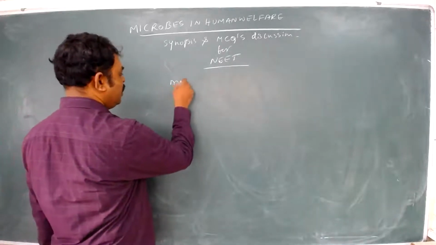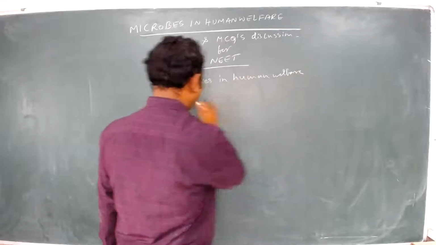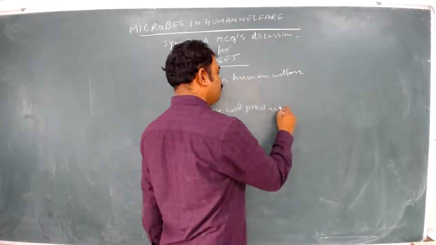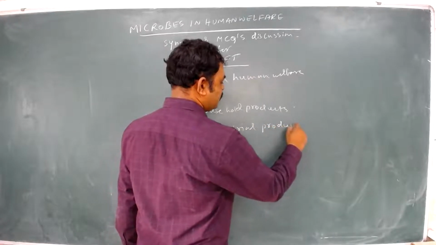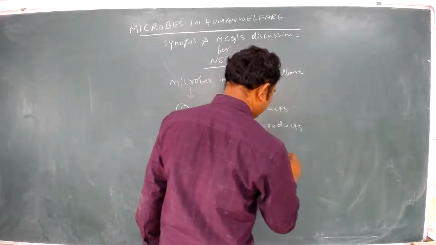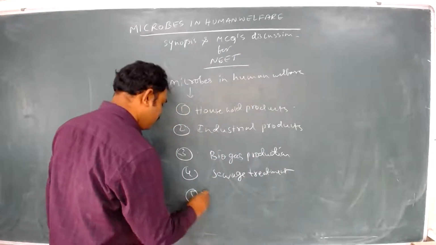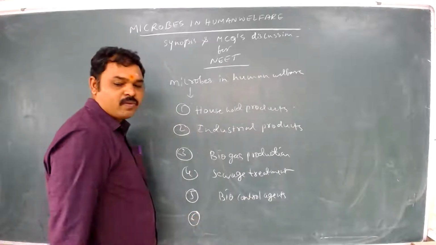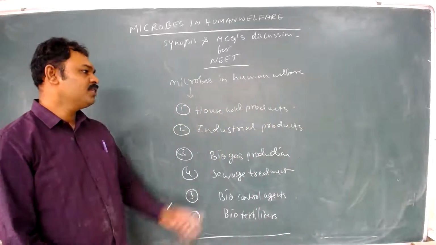Generally, microbes in human welfare, in how many sectors have they been used? First, household products. Second, industrial products. Third, biogas production. Fourth, sewage treatment. Fifth, biocontrol agents. And sixth, biofertilizers. They can be used as biofertilizers like this.